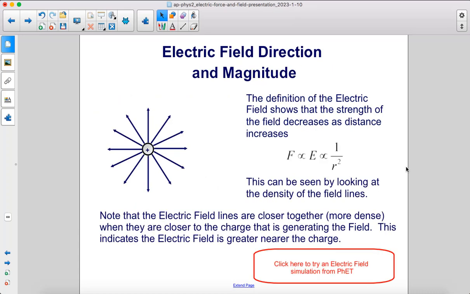The definition of the electric field shows that the strength of the field decreases as distance increases. So force is proportional to electric field, which is proportional to 1 over r squared. And this can be seen by looking at the density of the field lines. So note that the electric field lines are closer together when you're closer to the charge. So I can draw a circle and there's 3 lines that go through it. If I draw the same size circle out here, only 1 line goes through it. So you can see that the density of the lines shows you the strength of the field. This indicates the electric field is greater nearer to the charge.